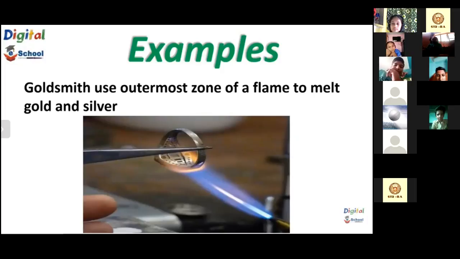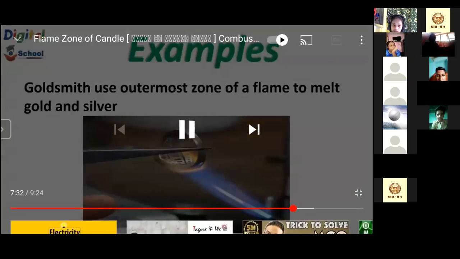If they keep the burner close to the material, what will happen? It will take much more time to melt, right? So this is why they keep the burner at a distance, so that the material can get the temperature from the outermost layer of the flame and be melted in very little time. Quickly.